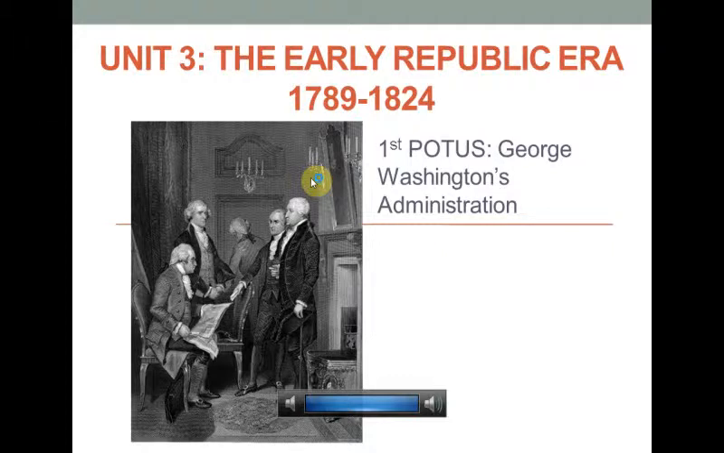Okay, so Unit 3, the early Republic era. This unit is going to last from 1789 to 1824. The first thing we're going to be talking about in this unit is our first president, or POTUS, which stands for President of the United States, a term that is actually used today. The first POTUS, George Washington.